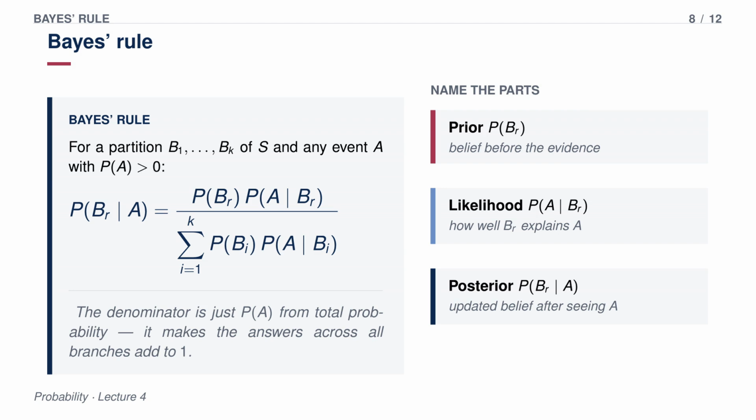3 names worth knowing. The prior, the probability of BR, is your belief before the evidence. The likelihood, the probability of A given BR, is how well that case explains what you saw. And the posterior, the probability of BR given A, is your updated belief after seeing it. Prior times likelihood, then normalize. That's Bayes in one breath.